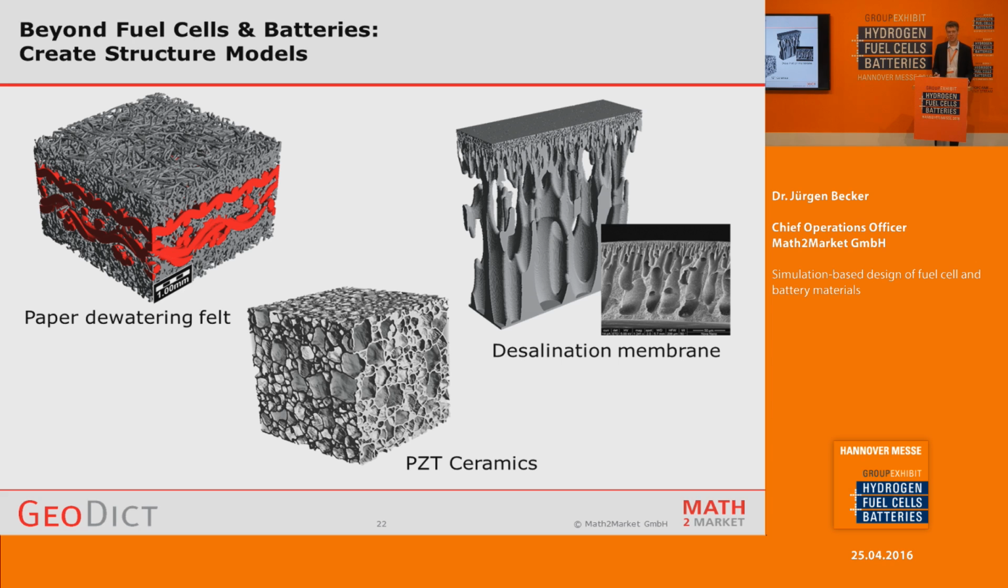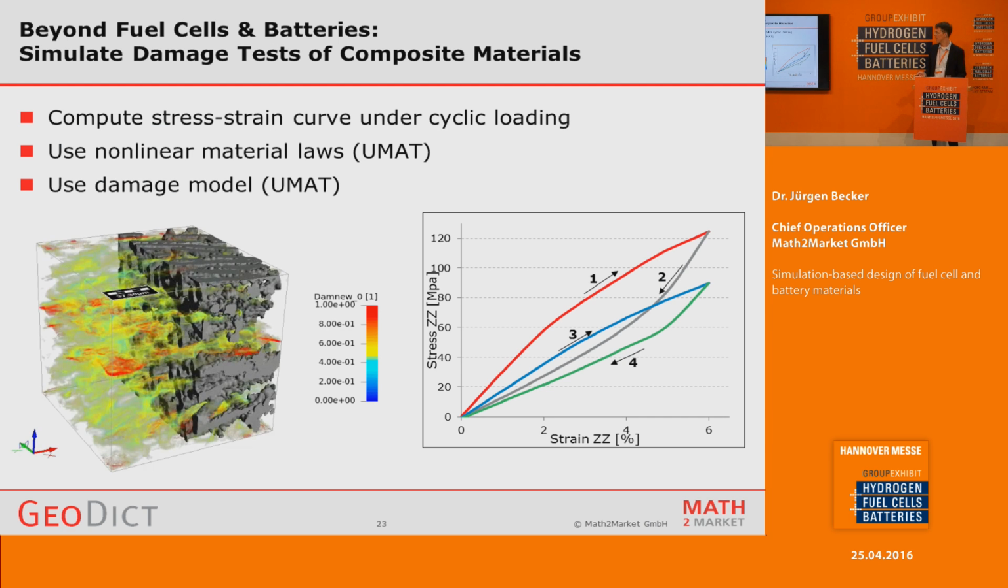But this is not only relevant, of course, for electrochemical materials. You can also use that for very different kinds of topics. For example, it was used to model paper dewatering felts, ceramics, a desalination membrane from our various customers. And you can also use this for carbon composites to model the stress-strain curves under some cyclic loading, where here on the picture you can see where some cracks and damage appear when you do a tensile test and compression of a carbon composite.